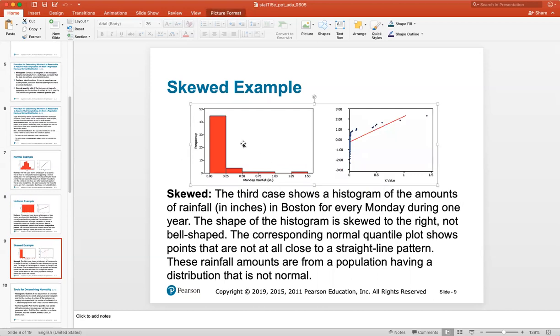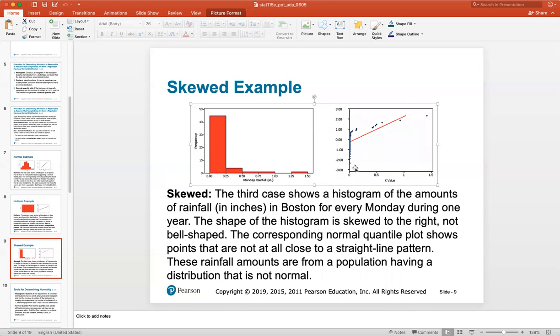When you look at the histogram and there is a long right tail, then we can say that it is skewed to the right. Then look at the corresponding normal quantile plot. Most of the data is gathered on the left-hand side, right? Okay, so you see that. When you get that kind of normal quantile plot, you may conclude that the sample is not normally distributed, and the distribution of the sample is skewed to the right.